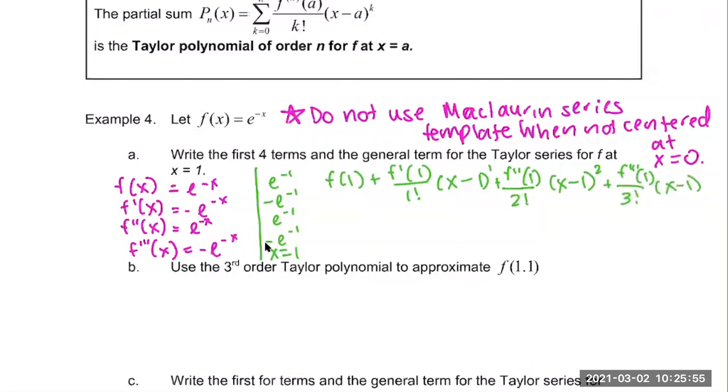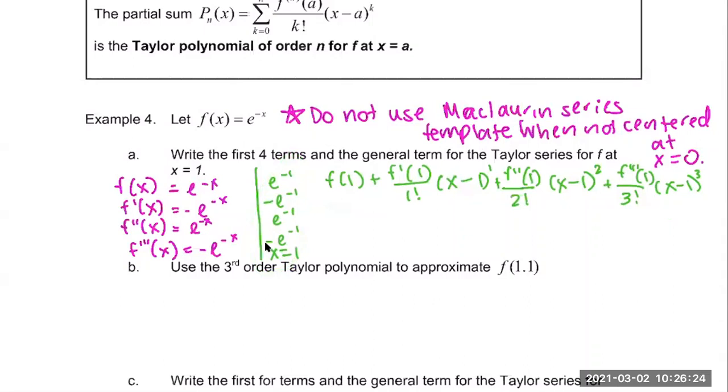I'm going to count out the terms here for you. This is 1 term, 2 terms, 3, 4 terms. And I will tell you the biggest mistake, besides using a Maclaurin series as a template instead of cranking out all the derivatives like we just did and plugging in 1. One mistake is plugging in 0 at this point. We want to plug in the center. We want to plug in x equals 1. That's one mistake I see.